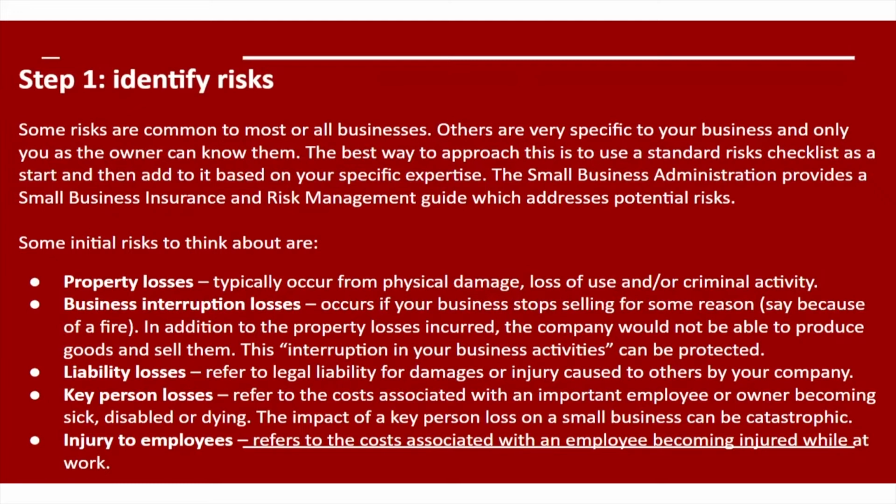Some initial risks of any business. Property losses typically occur from physical damage, loss of use, or criminal activity. Business interruption losses occur when the business stops selling stuff for some reason, COVID, for example, for restaurants. In addition to property loss incurred, the company would not be able to produce goods or sell them. So this is kind of an interruption. We can't do what we need to do. We've got liability losses. Someone sues us and we lose a court case.